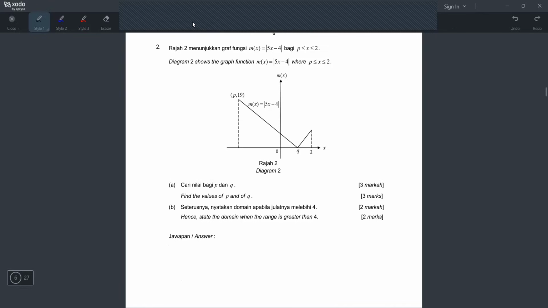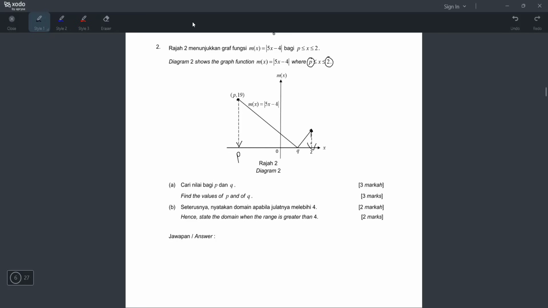Diagram 2 shows the graph of the function m(x) equals modulus 5x minus 4, where x is between p and 2. So if you look carefully here, the x is the x-axis, so this is the restriction for the x-axis. You must draw it so that the leftmost point has x coordinate p, which is this point. If you look at the coordinate here, the x coordinate is p. And then the rightmost point, the x coordinate of this point must be 2. This is what it means by the restriction being from x equals p until x equals 2.